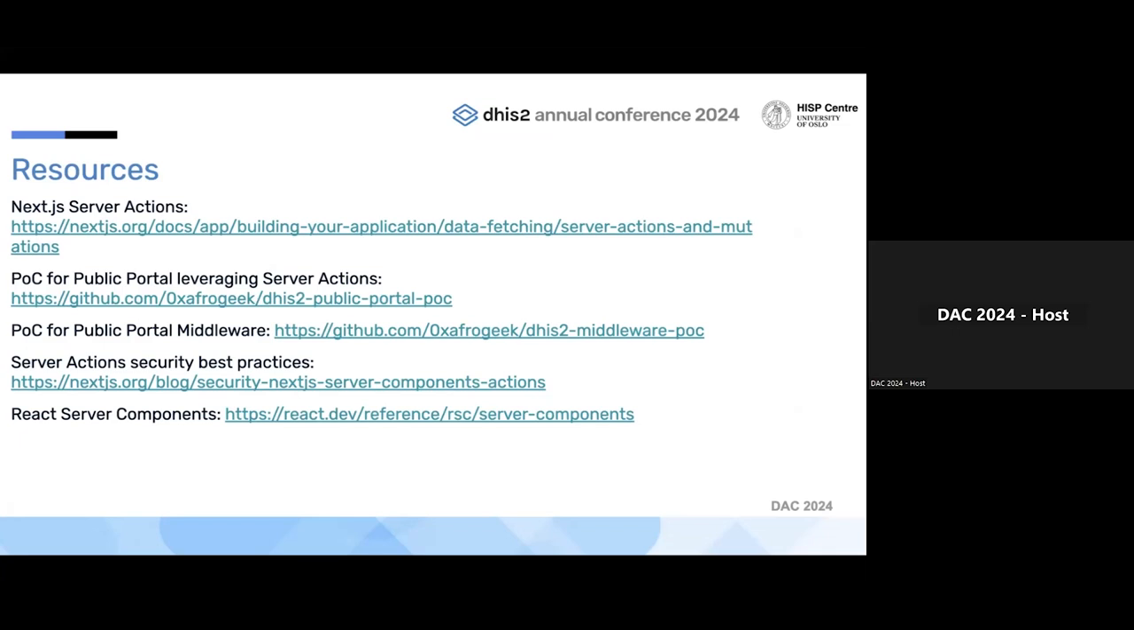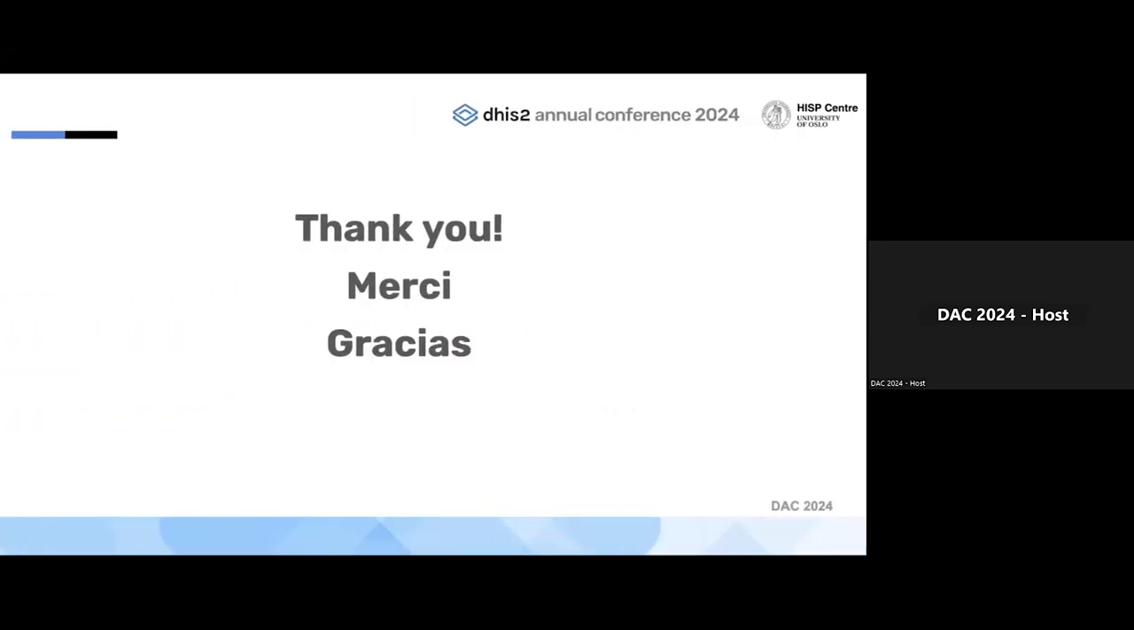Server action security best practices also. Next.js has a great blog post about that. You could also dig into that to learn more about server actions and how to secure them. React server components. Server components kind of gave birth to server actions because without server components, server actions wouldn't have been a thing. It's also worth digging into. But that's all. Thank you.